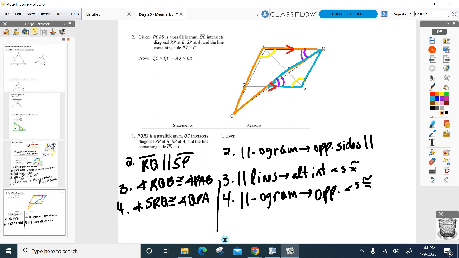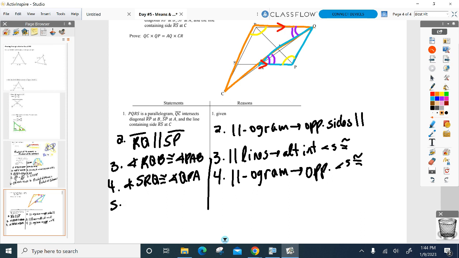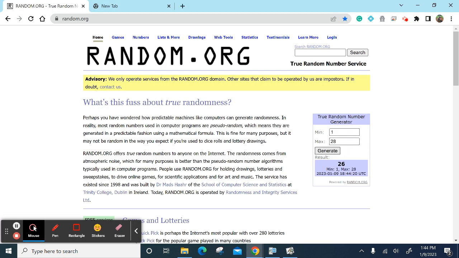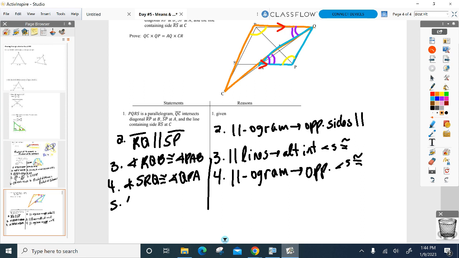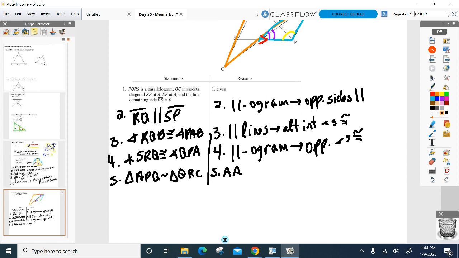I just need a good similarity statement from somebody in the crowd here. Good similarity statement. Triangle APQ is similar to QRC. How's that look, everyone? Yeah, that's good. And also, I didn't mention it in the first one, but just make sure you're putting the tilde, not the congruent symbol, in between the two. All right, because I can't help you there Friday.